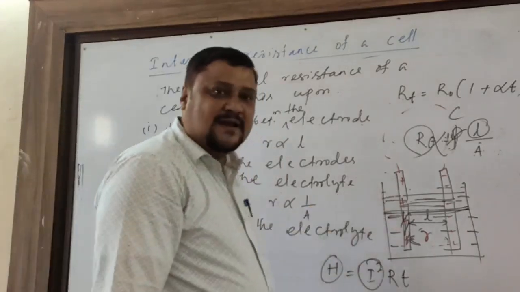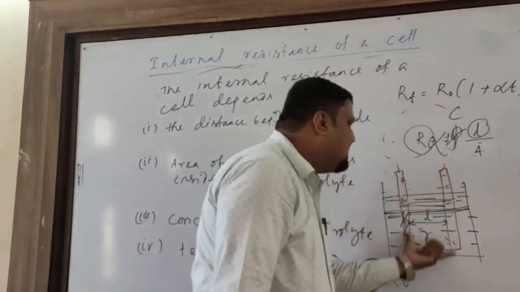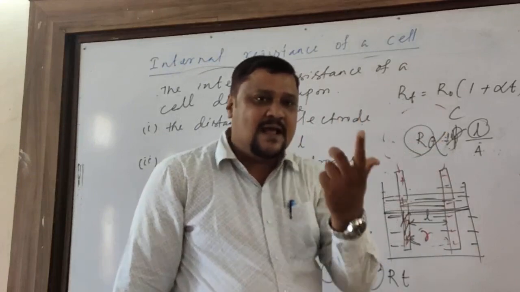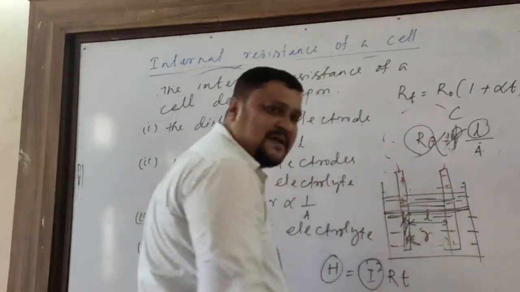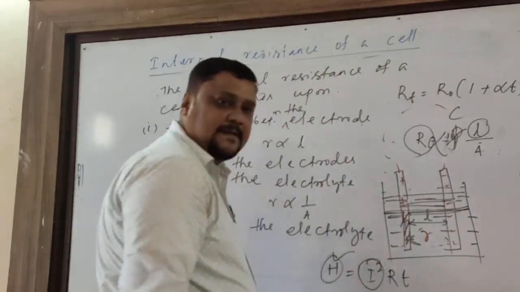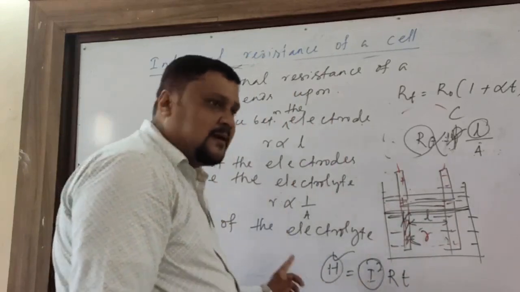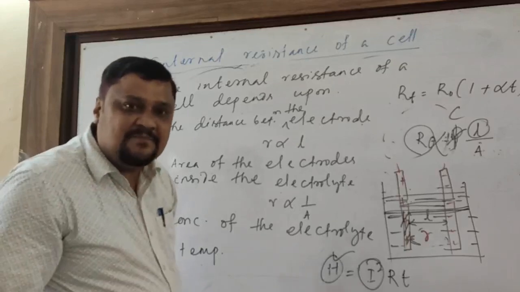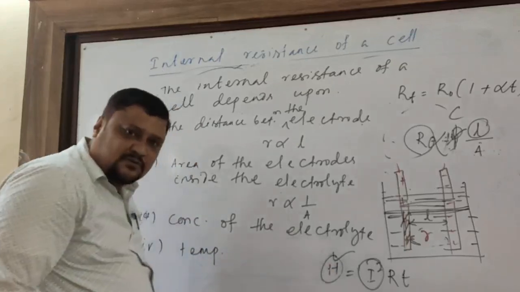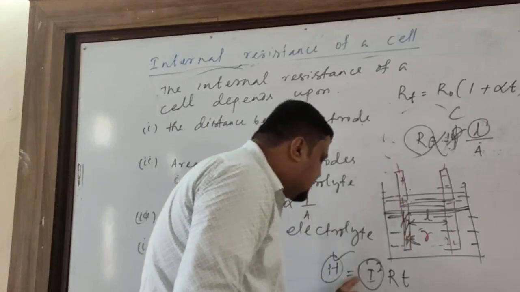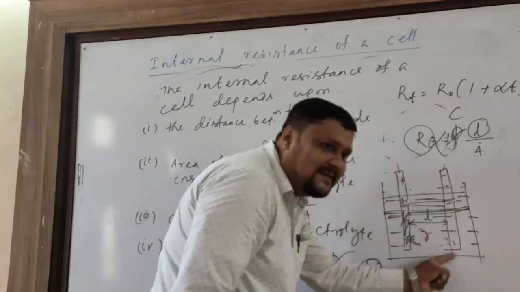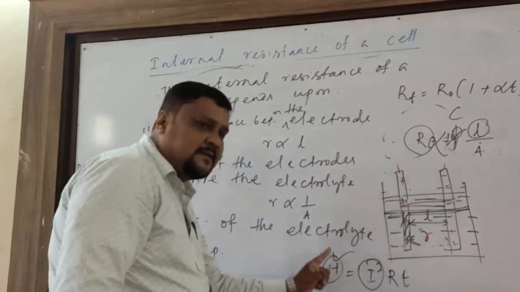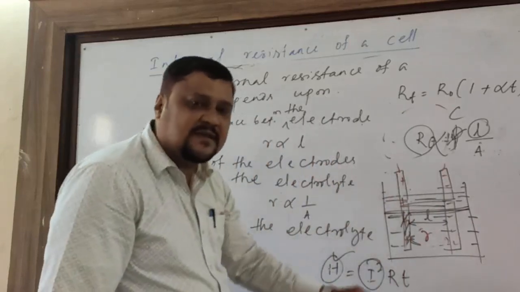So in this case, what happens? When the temperature of the electrolyte increases, it expands. When it expands, it produces heat. That heat affects the internal resistance of the cell. If the current in the cell increases, it produces more heat, which means more temperature. More temperature means the resistance of the cell decreases.